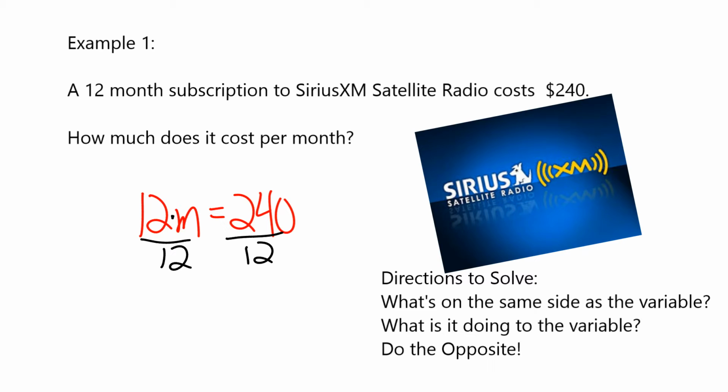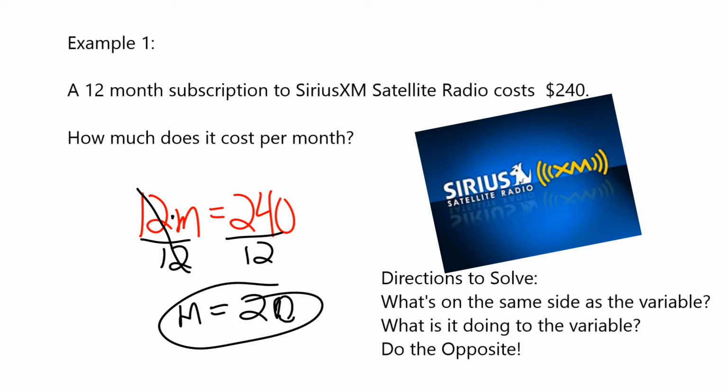Dividing 12 by 12 cancels out the 12, leaving just m. 240 divided by 12 equals 20. So, the price per month was $20.